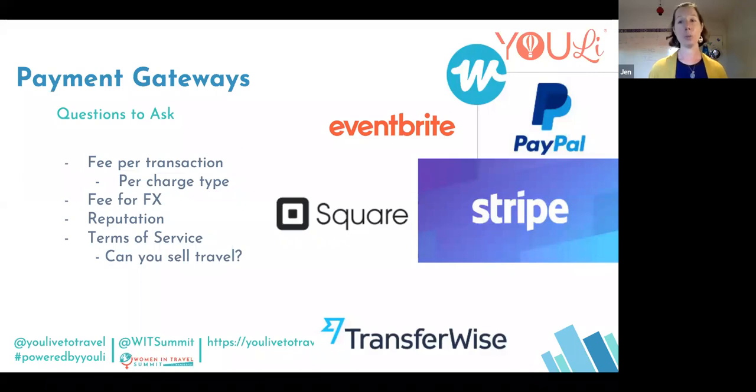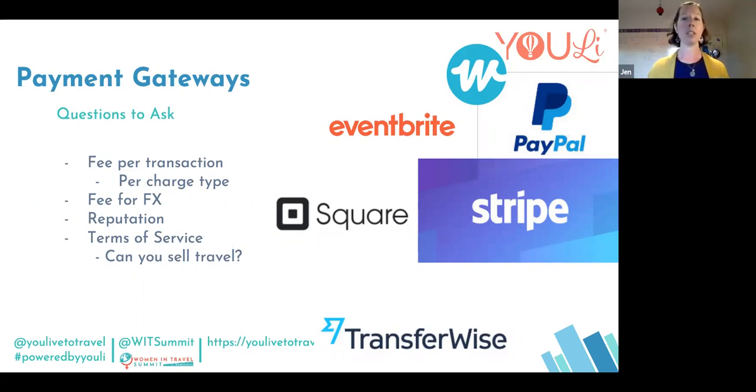The other thing to think about is reputation. You'll notice that WeTravel and Eventbrite are up here as payment gateways. They're not just payment gateways. They are platforms that provide booking services: WeTravel for multi-day retreats and Eventbrite for one-off events. But they got big enough that, well, Eventbrite built their own payment gateway. WeTravel white labels someone else's.